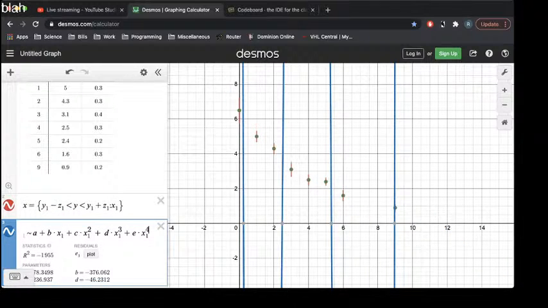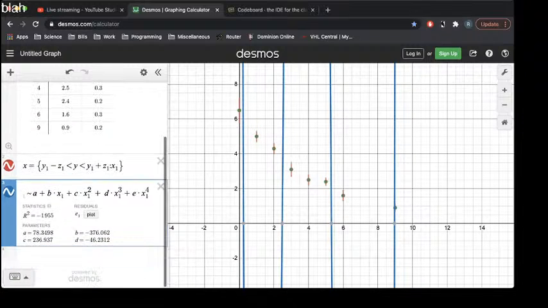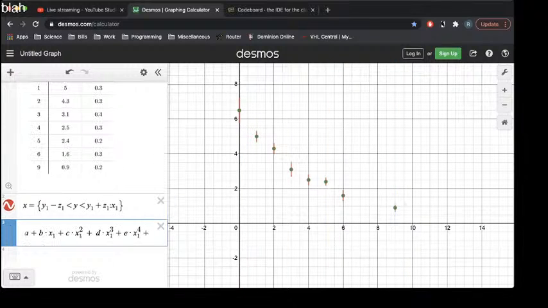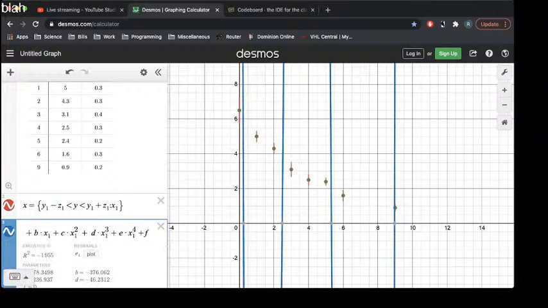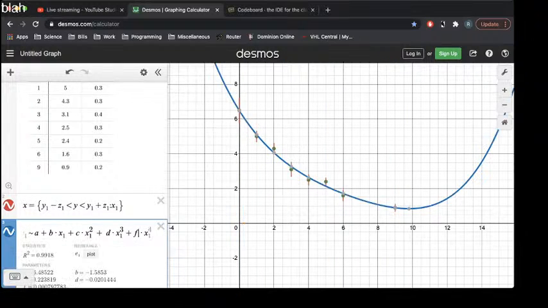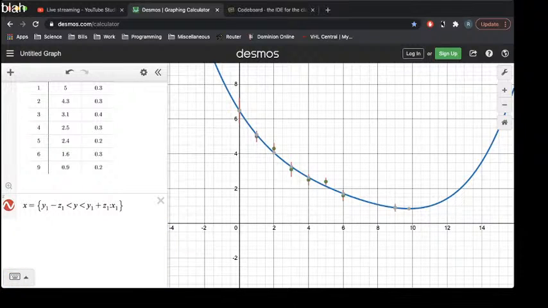Ooh, it didn't like that. Plus, ooh, maybe it can't handle more than 4 parameters. Plus, oh, I know what it's doing. I'm going to make that F. It thinks E is the number 2. Oh my gosh. Why did I do that? Where did it go? Oh no. Can I undo?